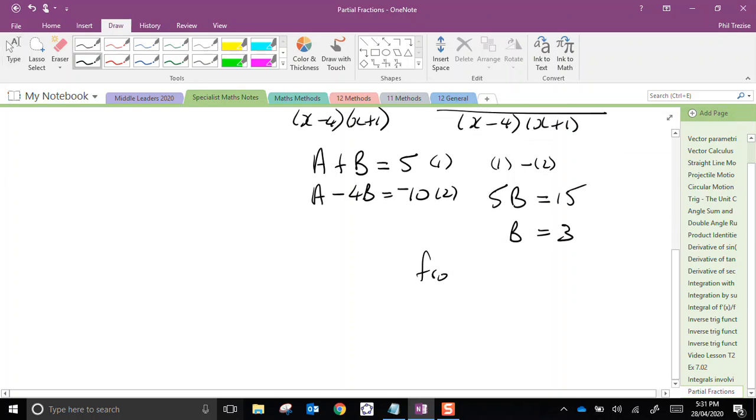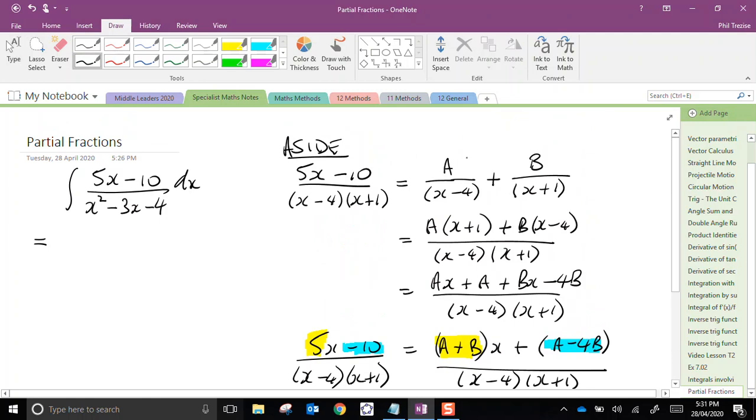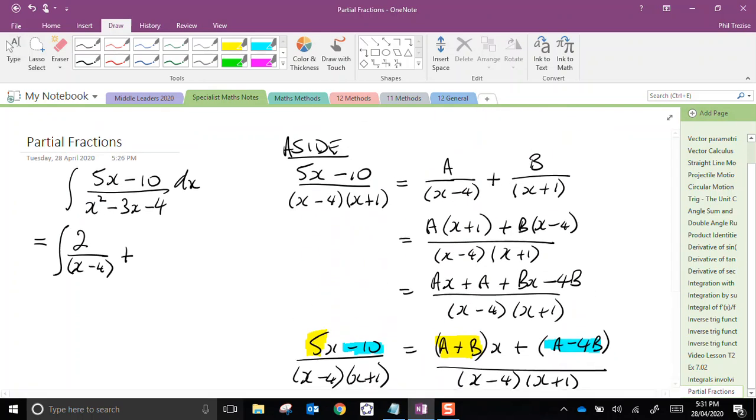And it's probably simpler to consider equation 1. A would equal, something plus 3 equals 5. A would equal 2. We've got it. So A is 2. This number up here, that's a 2. I'm going to rewrite my integral as 2 over x minus 4 added to, now what did we say b was? B was 3. This is 3 over x plus 1 dx.